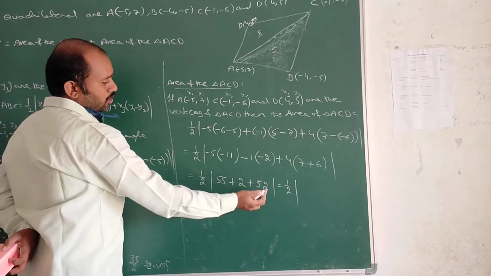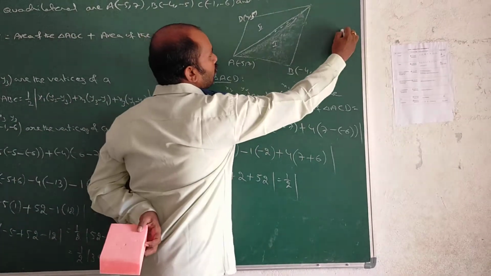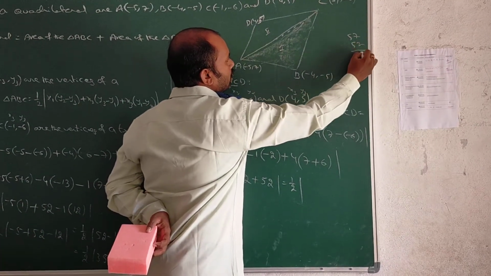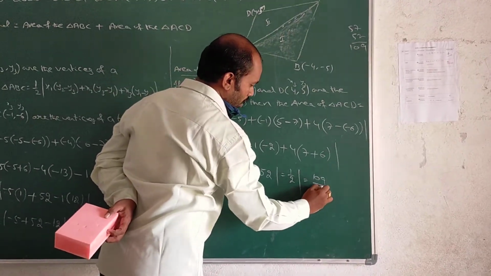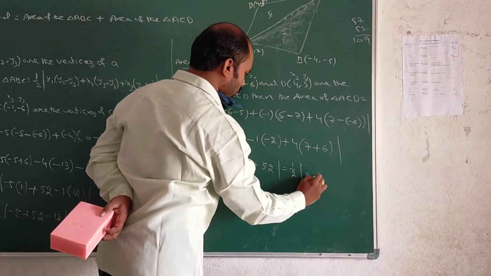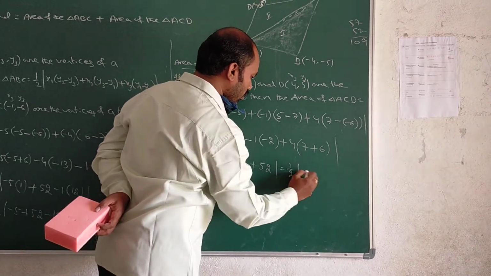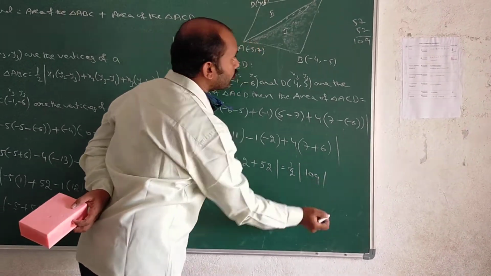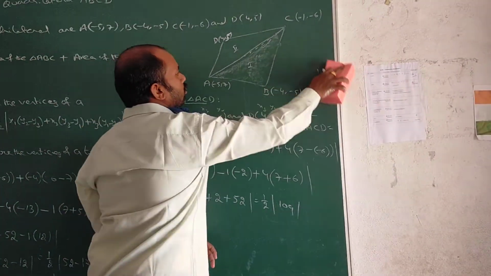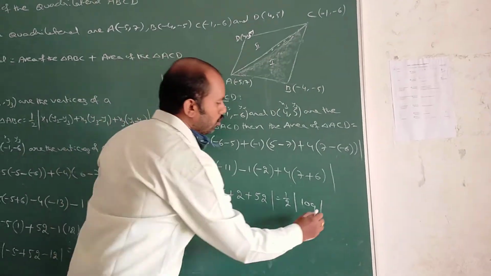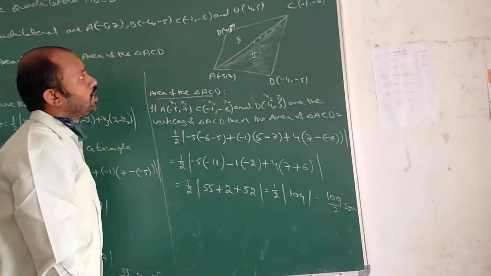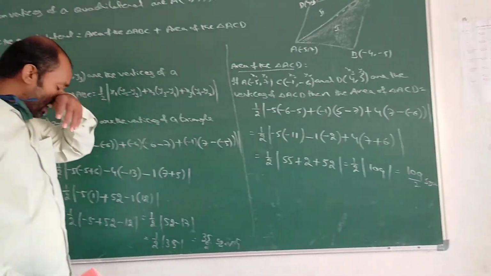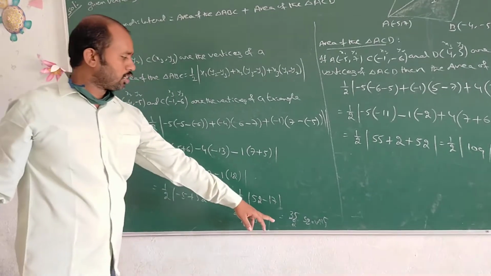57 plus 52. 57 plus 52 added, that is equal to 109. You get 109, so half into modulus 109. Okay, now simplification: this is a positive value, so 109 by 2 square units. This is the area of the second triangle. Already completed, the area of the first triangle.